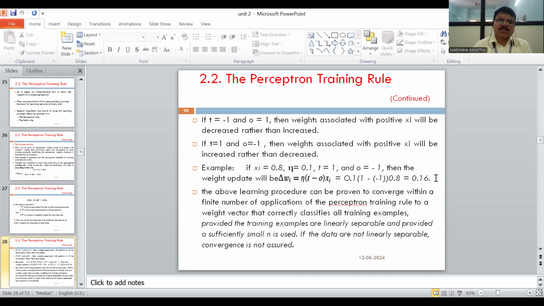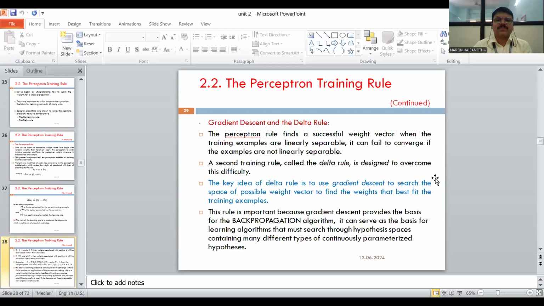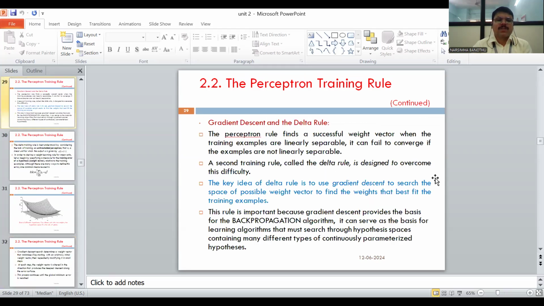If the data are not linearly separable, convergence is not assured, right? Next one is the perceptron training rule in the gradient descent and the delta rule. The perceptron rule finds a successful weight vector when the training examples are linearly separable. It can fail to converge if the examples are not linearly separable.